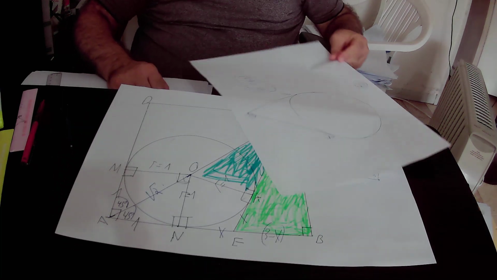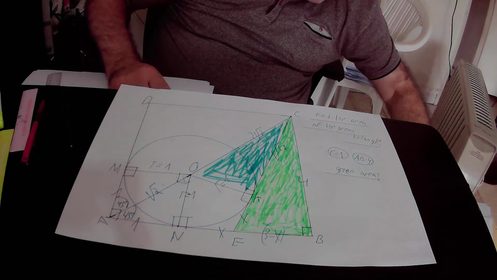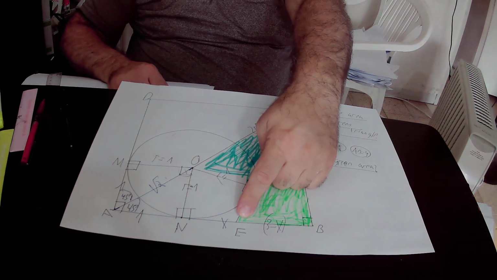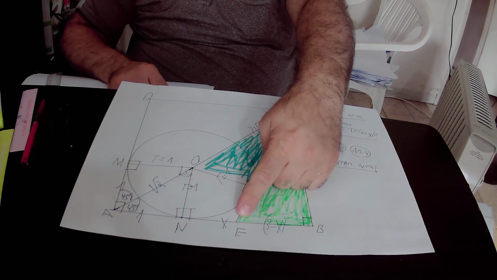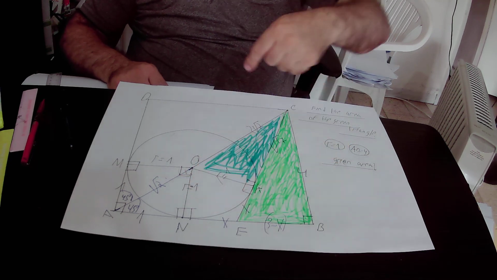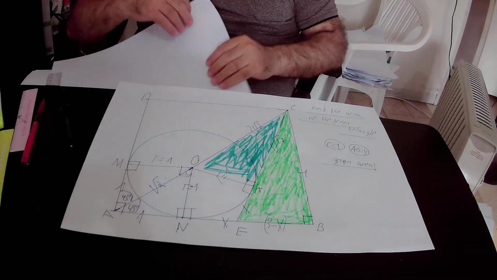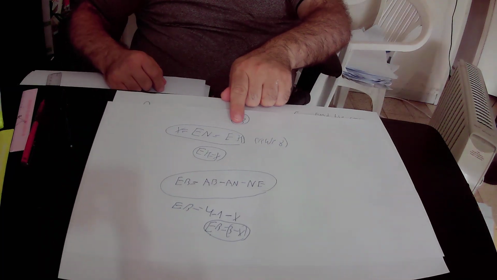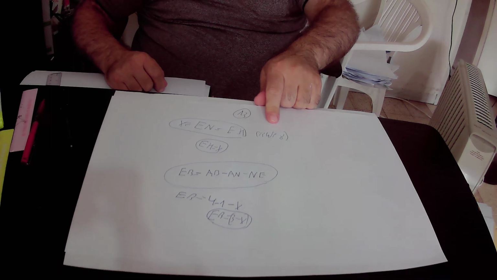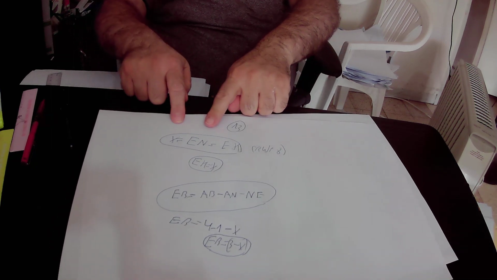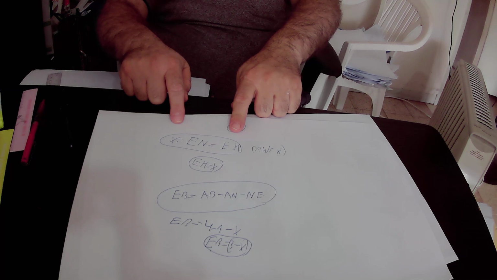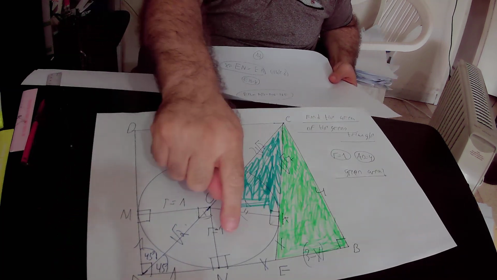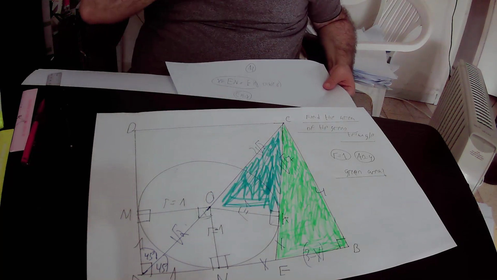We implemented rule number 8 in our drawing. In our drawing we have the external point E. From the external point E we have two tangents to this circle. We have tangent EN and tangent EK. According to rule number 8, EK equals EN. We defined EN as X, then according to this equality EK also equals X. So here EN equals X and EK also equals X.